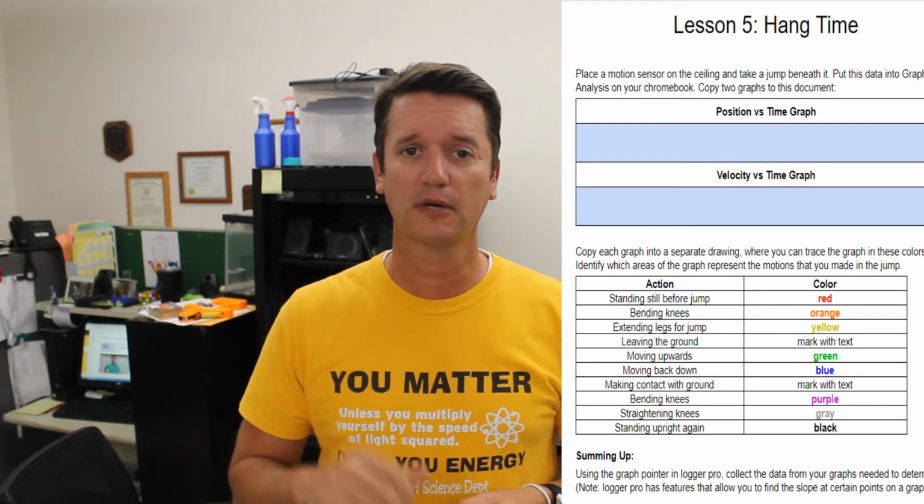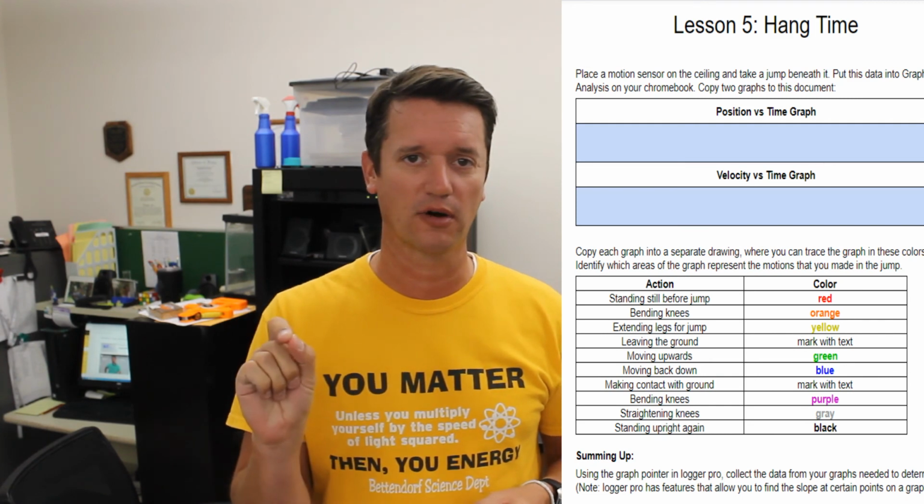So now that you have some data, we're going to actually try to analyze that data. You're going to need to open this data in Logger Pro. If you're at home, you can take my data from my jump and open it in Logger Pro. There you can take those graphs, the graphs of position and velocity, those are the ones we're going to focus on, and you're going to take a screenshot of them or just straight copy them into Google Docs. Copy it into a drawing so that you can color on it.